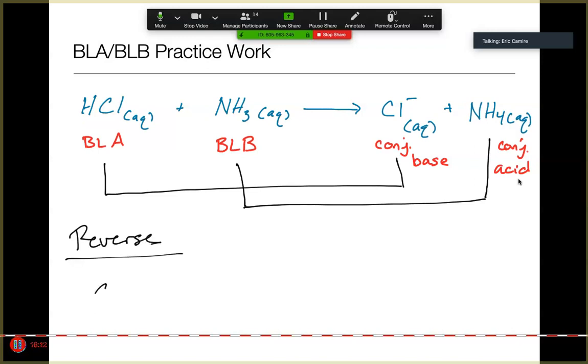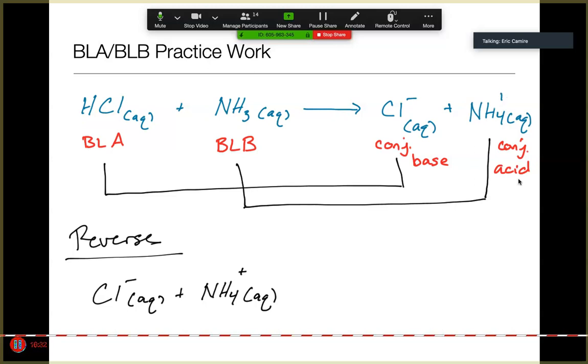I could take that chloride and re-react it, theoretically, with the ammonium. Oops, I made a mistake. That should be ammonium plus, because they're charged. Right, we already went over that.